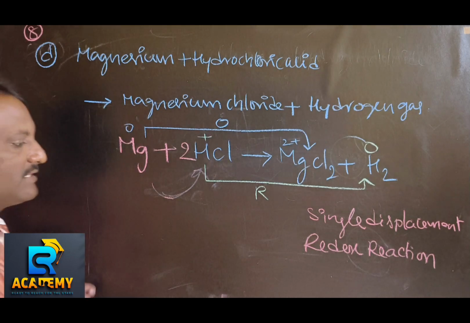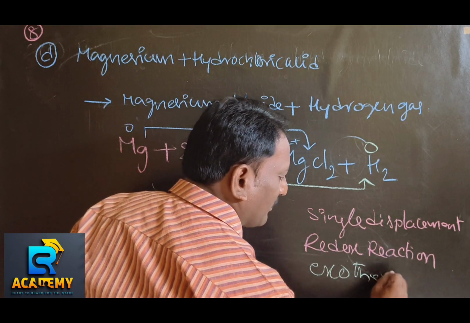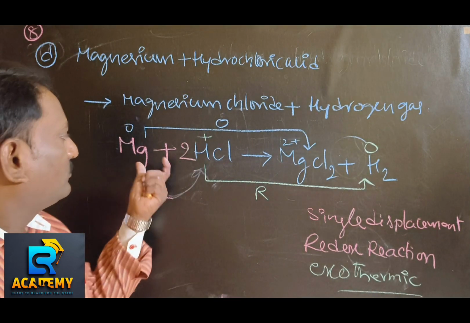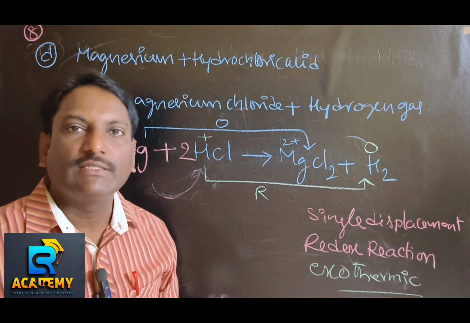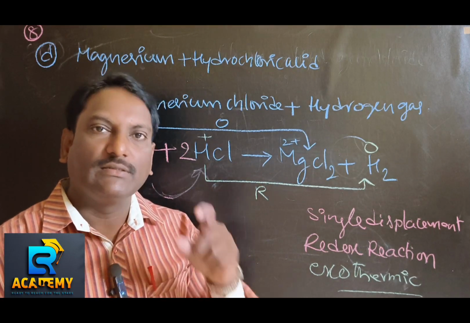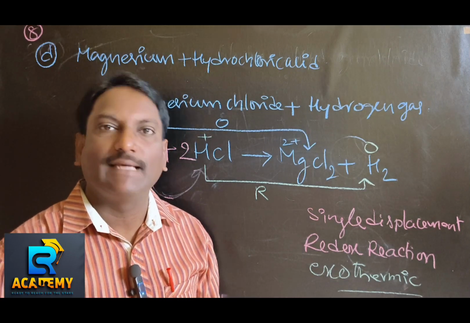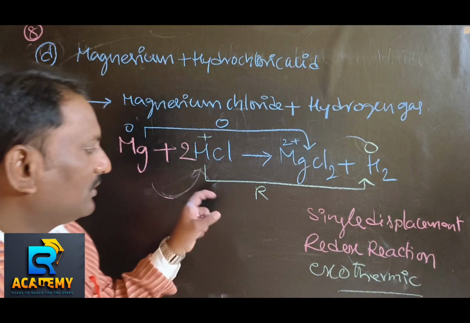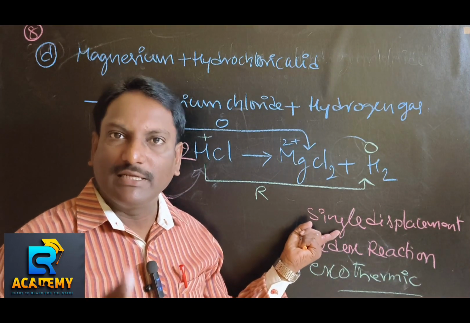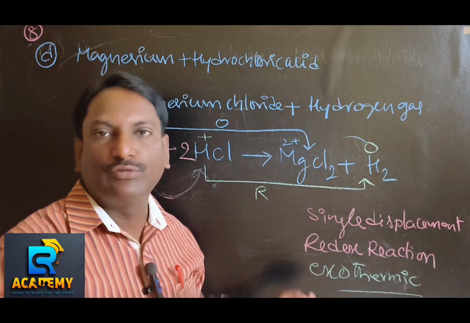At the same time, it is an exothermic reaction. Make a note of it. Exothermic reaction. Generally, metals react with acid to give salt plus hydrogen gas. The reaction between metals and acids is a highly exothermic reaction. Some amount of heat energy is generated during the reaction. So this reaction is an example of displacement or single displacement, redox reaction and exothermic as well.